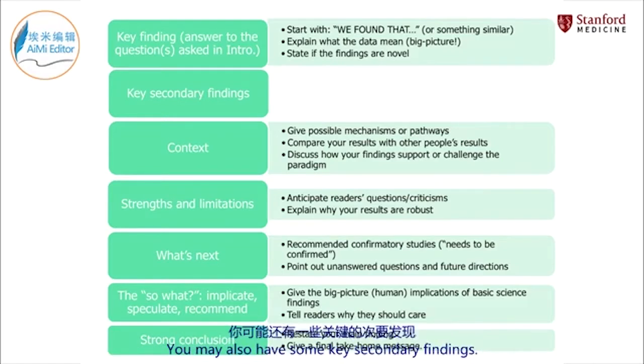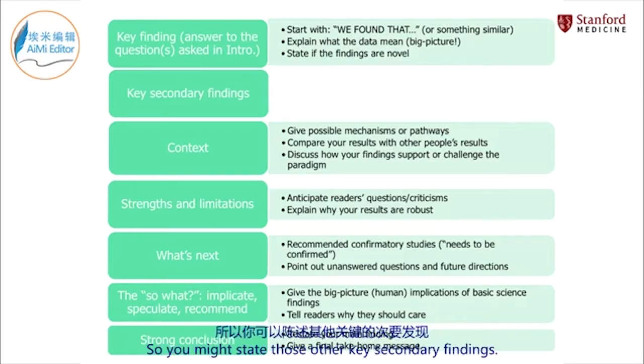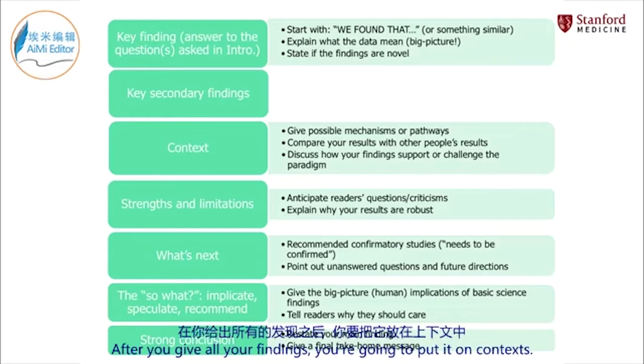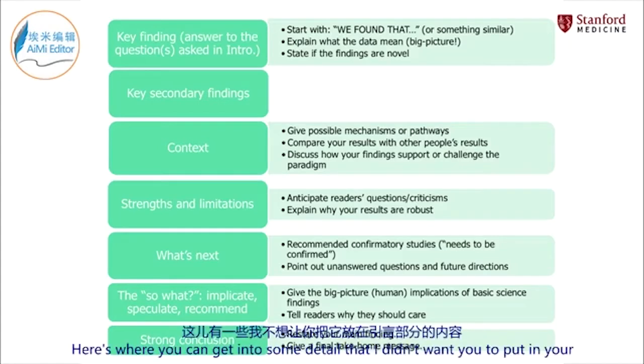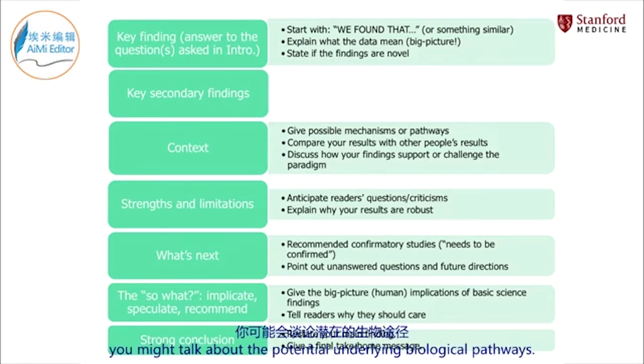You may also have some key secondary findings. Oftentimes when we do a study to find one thing, we also find some other interesting findings in the process, so you might state those other key secondary findings. After you give all of your findings, you're going to put it in context. Here's where you can get into some detail that I didn't want you to put in your introduction section. You can give possible mechanisms or pathways that might explain what you're seeing in your data. If your research was on human subjects, you might talk about the potential underlying biological pathways.